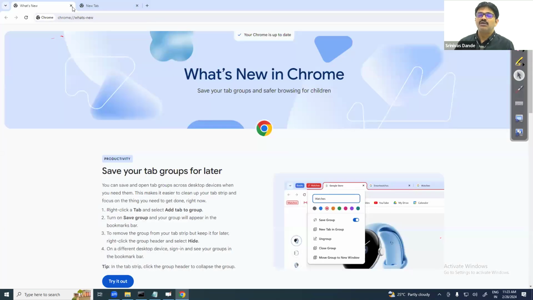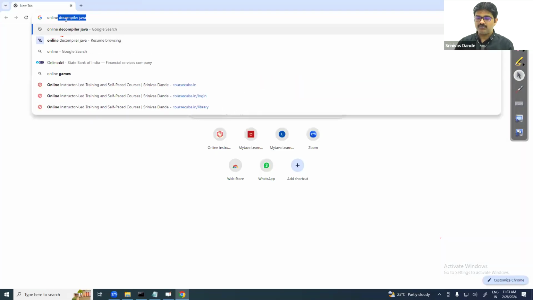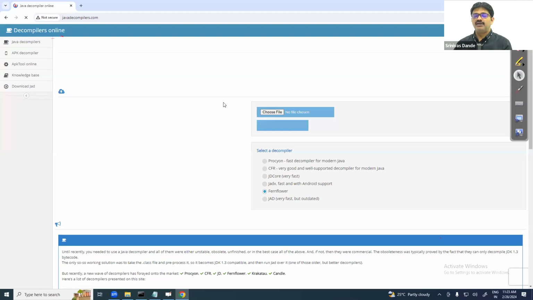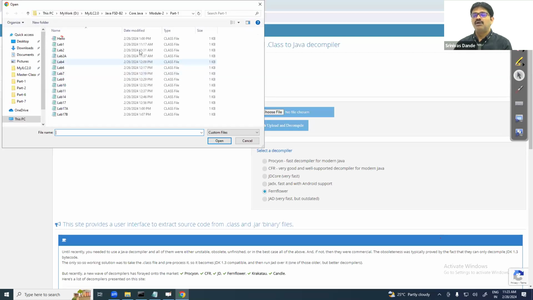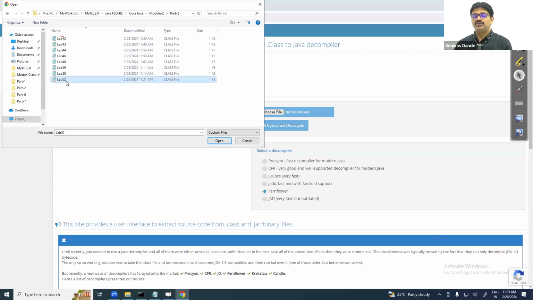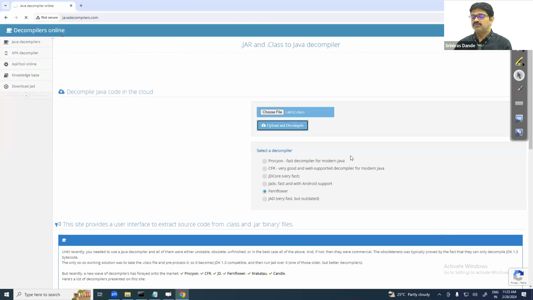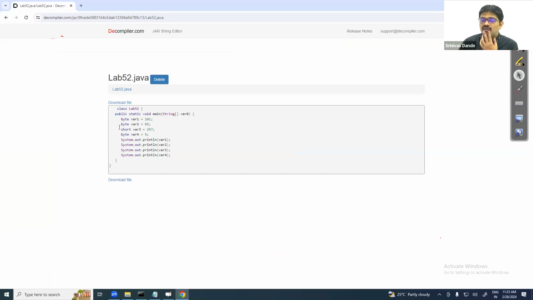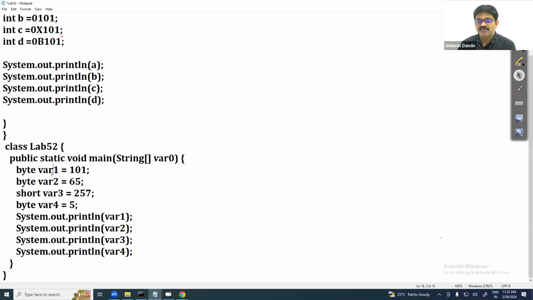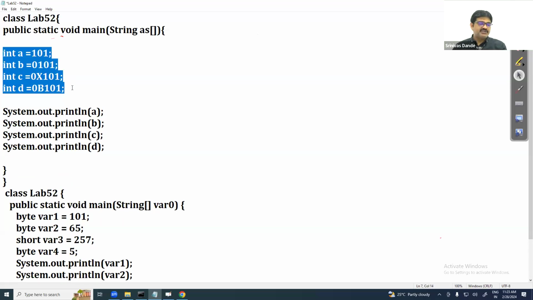I copy the 52 dot class file to the desktop and then go to the browser. You type Java decompiler online. You choose the file. Oh, already it is coming here only. Module 2, part 2, 52. Okay. Do you see that? What happened? This conversion is already done by the compiler only, guys. It has already changed: 101, 65, 257.